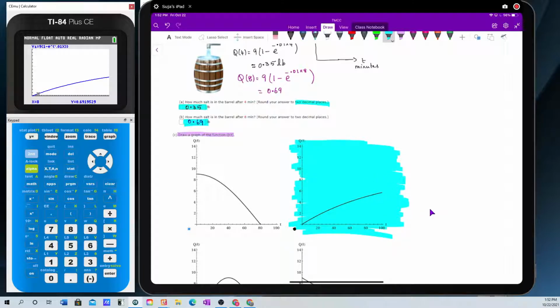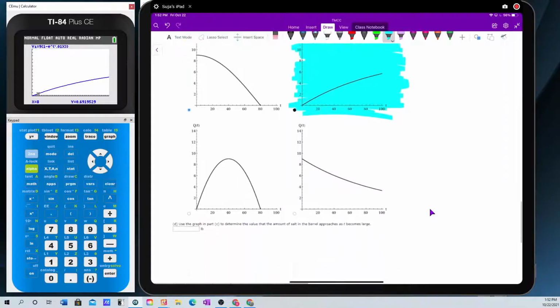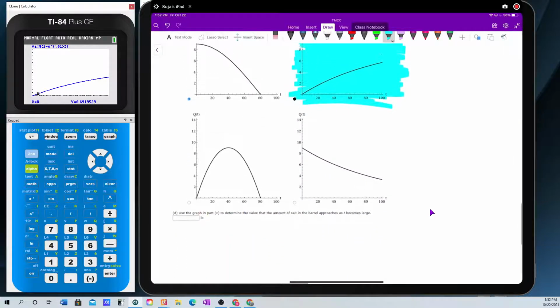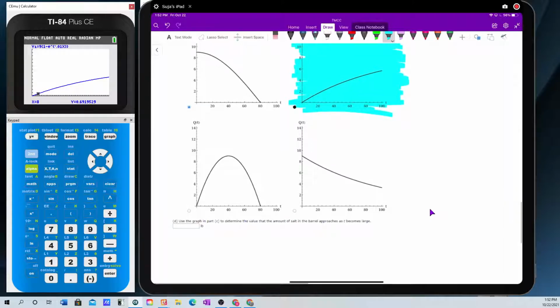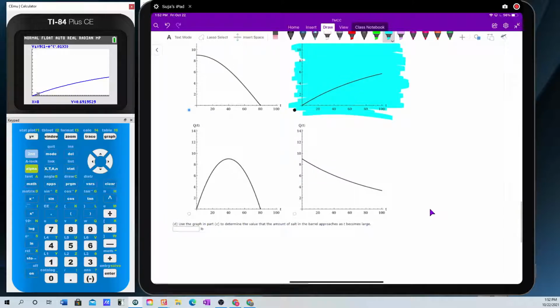There's one more portion to this problem, the last piece, where it's asking, use the graph in part C to determine the value that the amount of salt in the barrel approaches as t becomes larger and larger. So what it's telling is, if this graph is going forever in this direction, what will this value approach? The graph doesn't clearly show what is happening after the 100, right? But it looks like it's going to approach, in this case, 9.